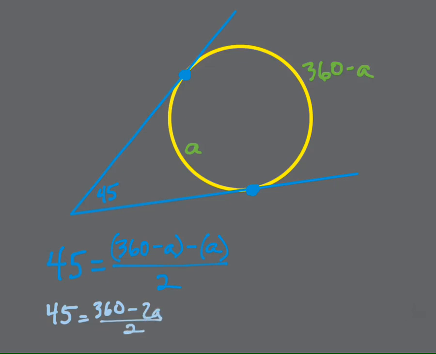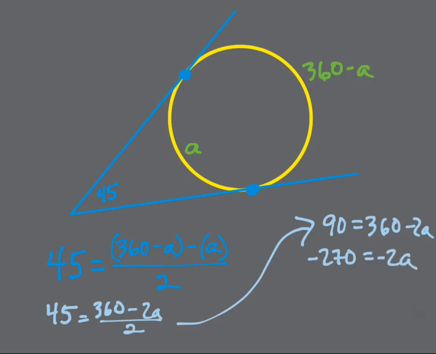All right, let's multiply both sides by 2, and what do you get? 90 equals 360 minus 2A. Okay. Then what? Subtract 360 from both sides. You guys are acting like you've never solved an equation before. Subtract 360 from both sides, we get negative 270 equals negative 2A. Then what? Divide by negative 2. We get A equals 135.